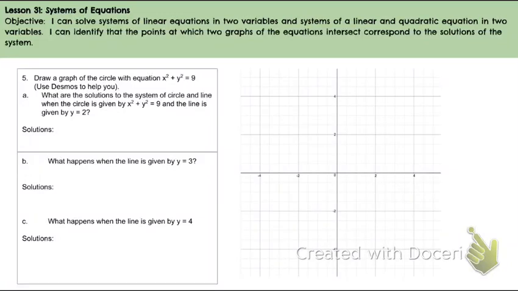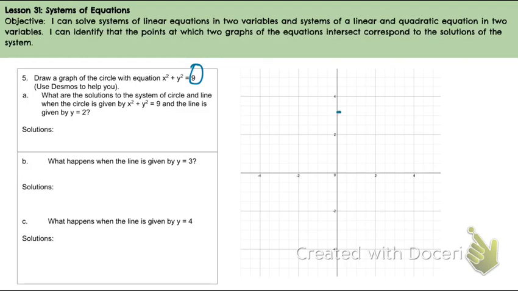Alright, here's lesson 31, part 2. I'm on page 3, problem 5. It says, draw a graph of the circle with equation x squared plus y squared equals 9. So that tells me that the center of my circle is at the origin because nothing is being added or subtracted from my x or my y. And I'm going to have a radius of 3 because the 9 is the radius squared.